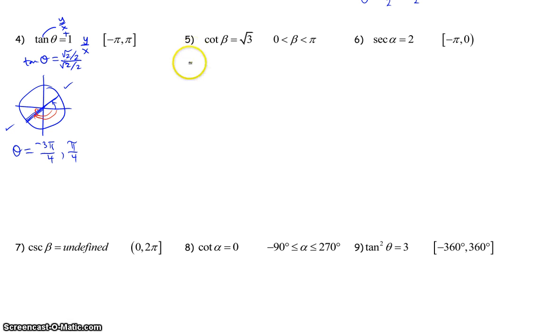Okay, let's take a look at the next one. So we have cotan. Oh, isn't that lovely? So cotan, I'm just going to rewrite this, I think.